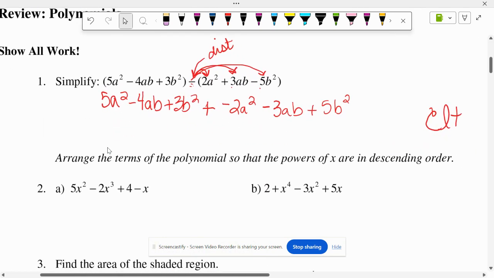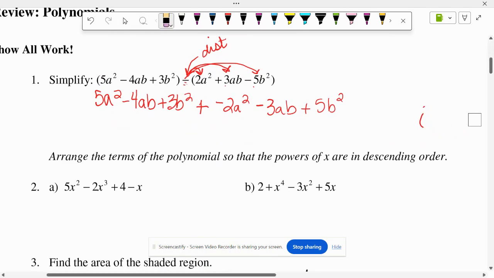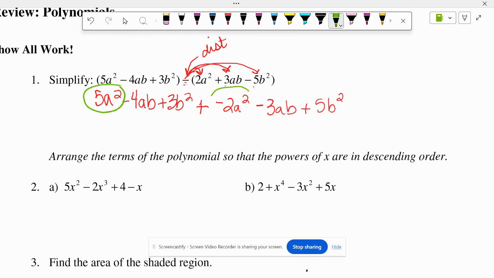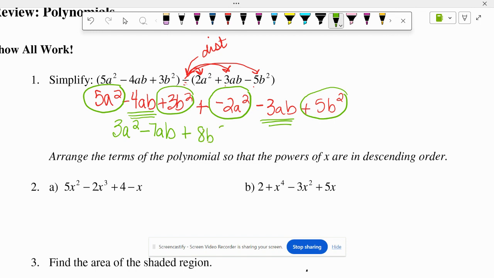Polynomial operations review. So did anyone finish this one? When we combine like terms, what do we end up getting when we do this? We started with this one. Perfect. So 5a squared minus 2a squared is 3a squared. I have a negative 4ab and a negative 3ab, which gives me a negative 7ab. And then I have a positive 3b squared and a positive 5b squared, which is a positive 8b squared.